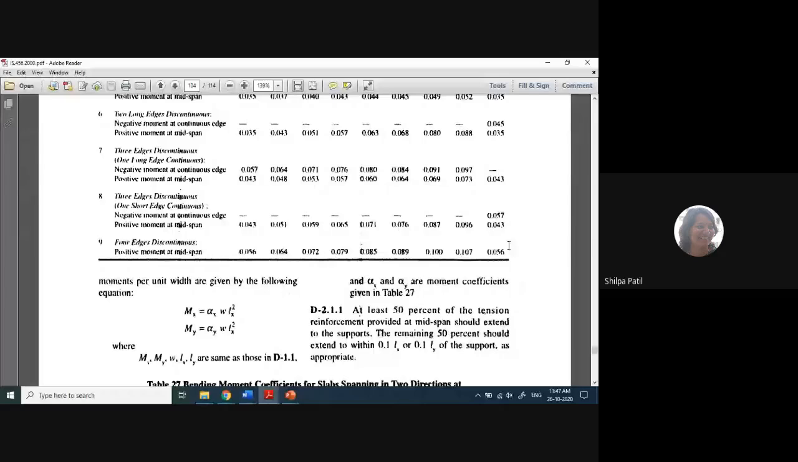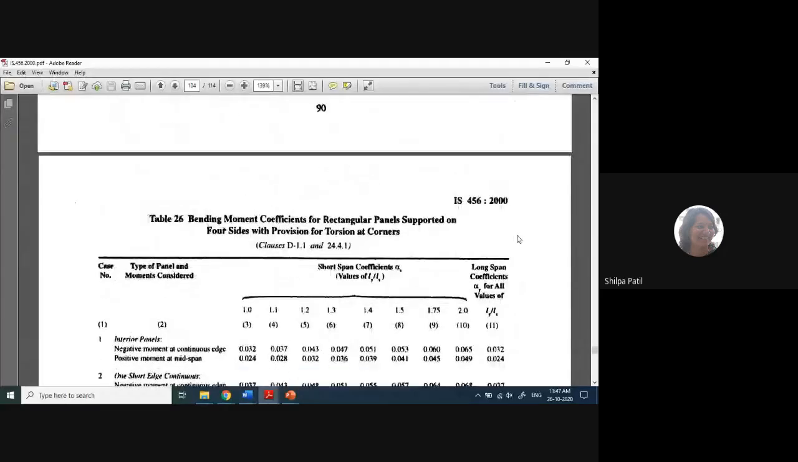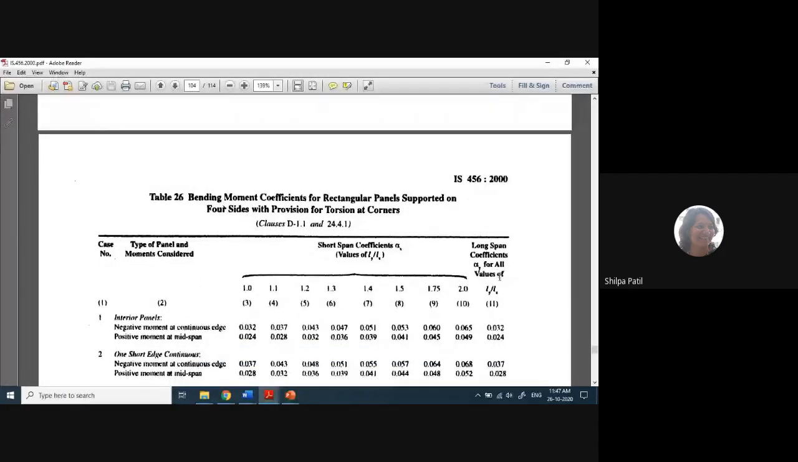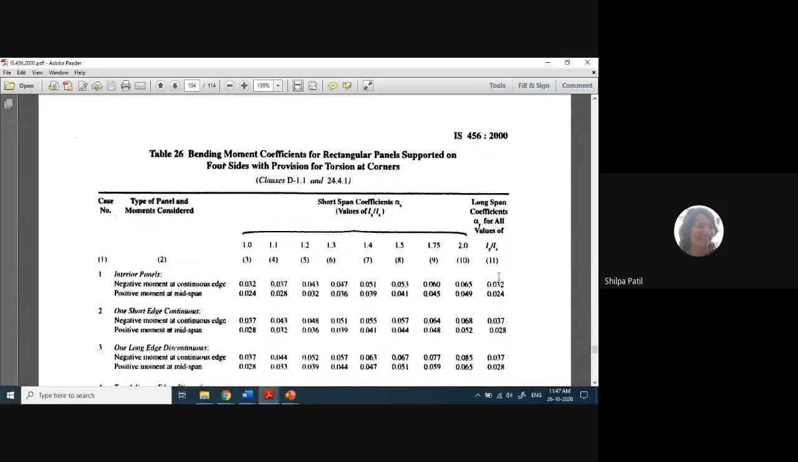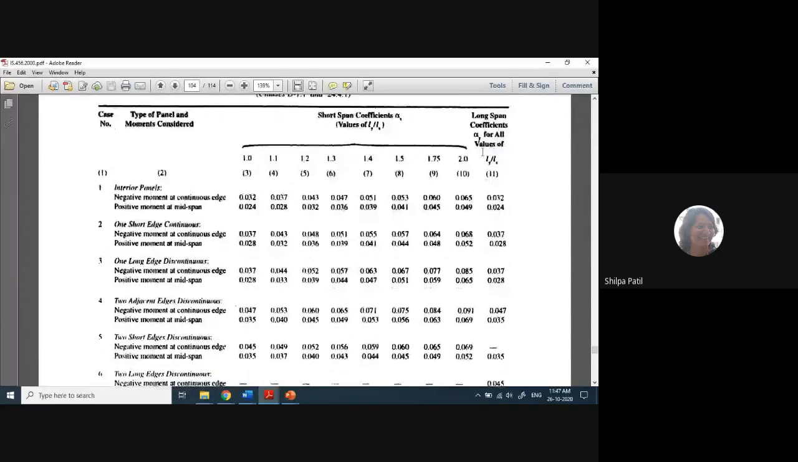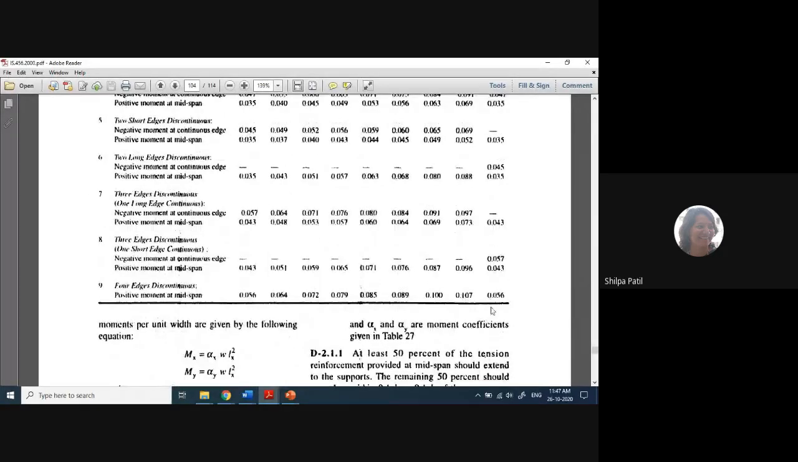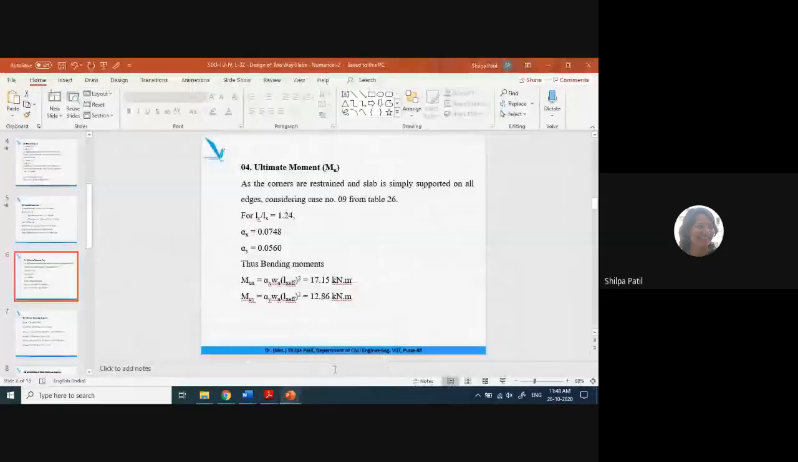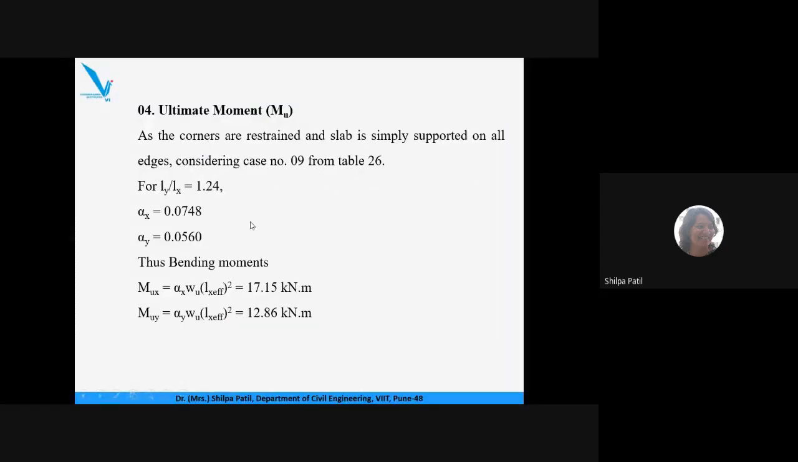Okay, and alpha y are already given in the last column here. These are the alpha y, long span coefficient. So whatever is the Ly by Lx ratio, for that your alpha y is 0.056. So the same values are taken over here. Alpha y is 0.056, and after interpolation, alpha x is coming as 0.0748. Okay, simply putting the values in this formula.